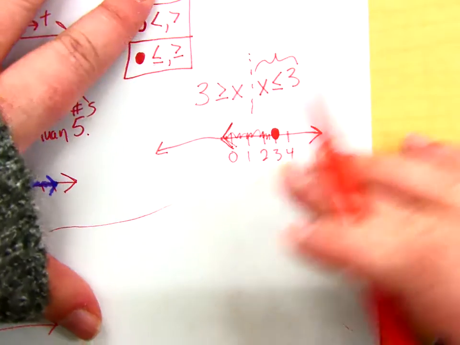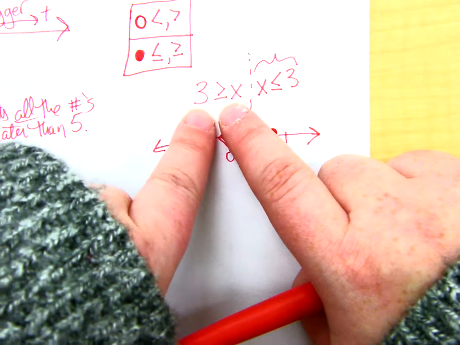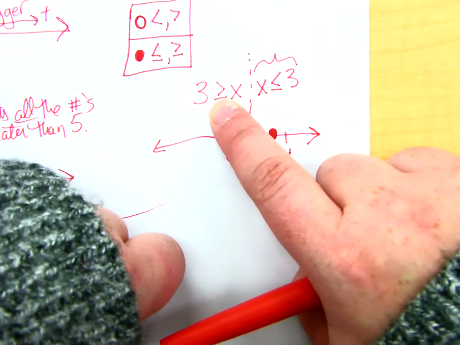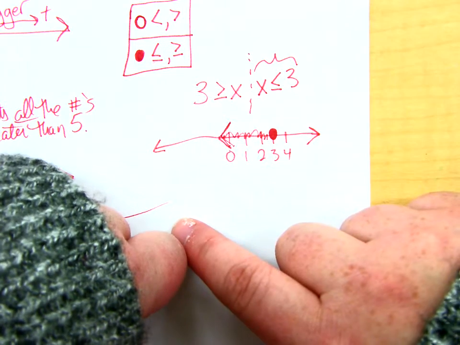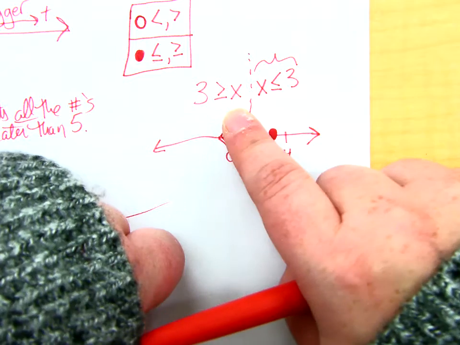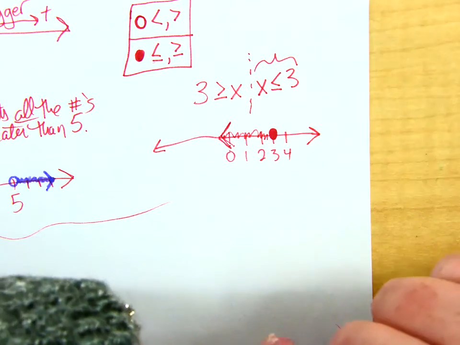Mathematically, they're the same thing, but it's so hard for us to wrap our brains around this when you're trying to graph it. Unless you just read it in your head backwards. X is less than or equal to 3 means the same thing as 3 is greater than or equal to X. You can read it either way. So you might as well read it the easier way. Does this all make sense?